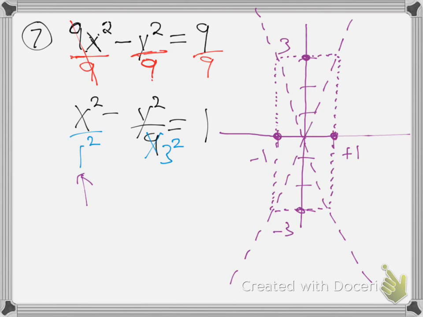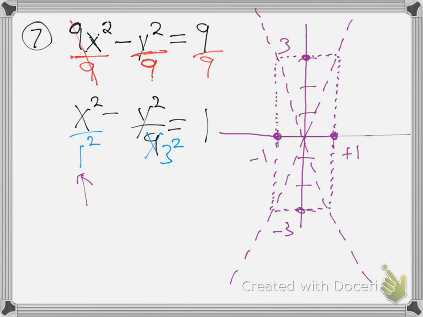Now, are the branches going to be up, down, or right, left? Right, left. Because again, it's not about who's bigger, even though the Y-axis is a bigger number. We don't care about bigger. We care about who's in the front. It's all about who's positive, who's in the front. X is in the front. So the branches are going to go right, left.